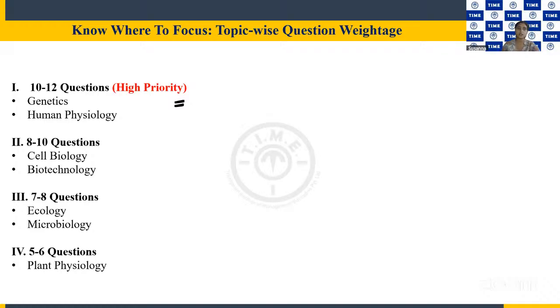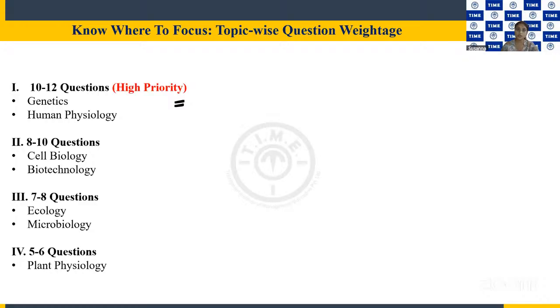Because it seems that, compared to other chapters, with an analysis of previous year's question papers, more questions are asked from this area, right? So we have 10 to 12 questions coming from genetics. Genetics is a broad term. Under genetics, we have three chapters dealing with three different contents. One is principles of inheritance, the second is molecular basis of inheritance, then we have the evolution chapter also.